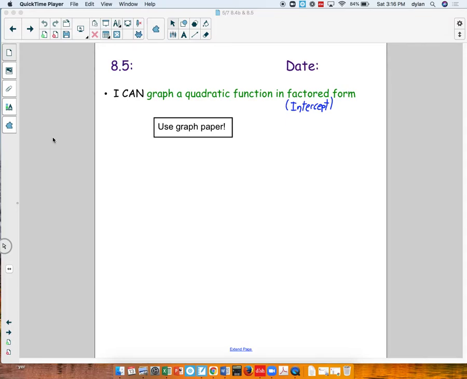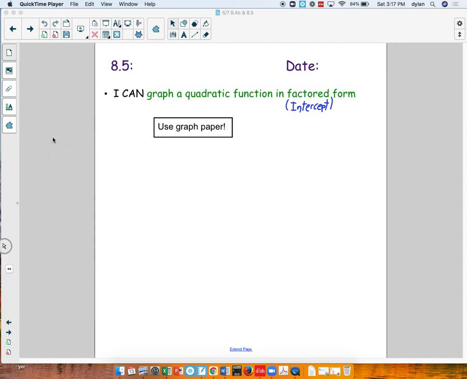Hey everybody, welcome to our lesson video for 8.5. Today we're going to focus on the last of our three forms of a quadratic function. In terms of graphing at least, we're going to look at graphing a quadratic function in factored form, which you'll also sometimes hear called intercept form.